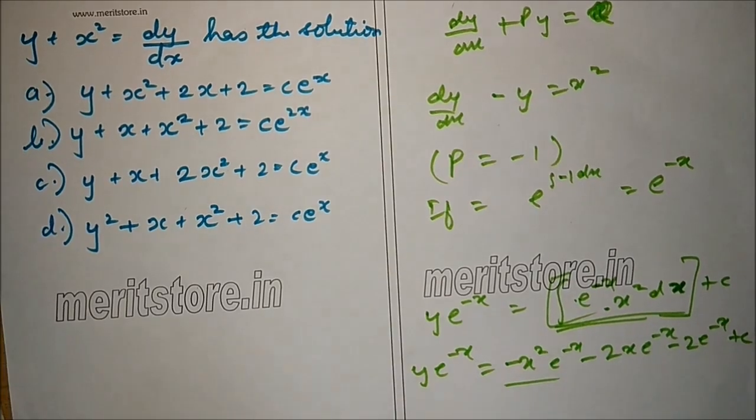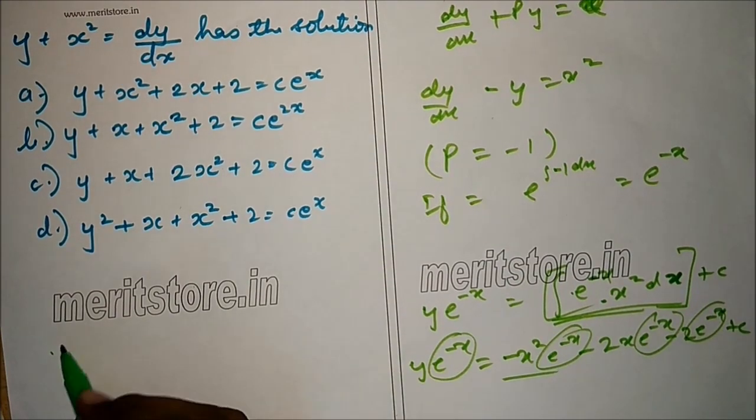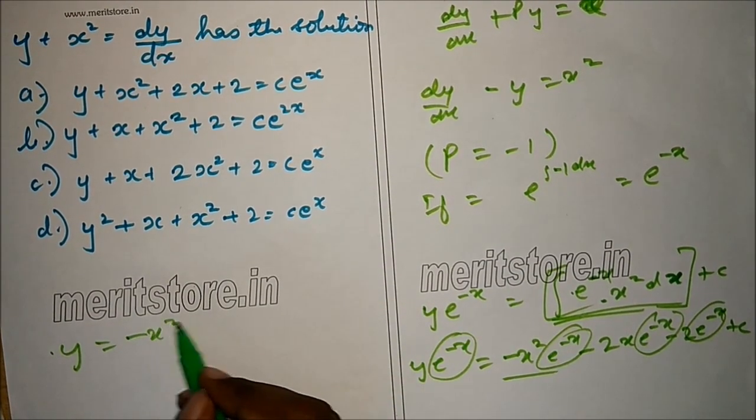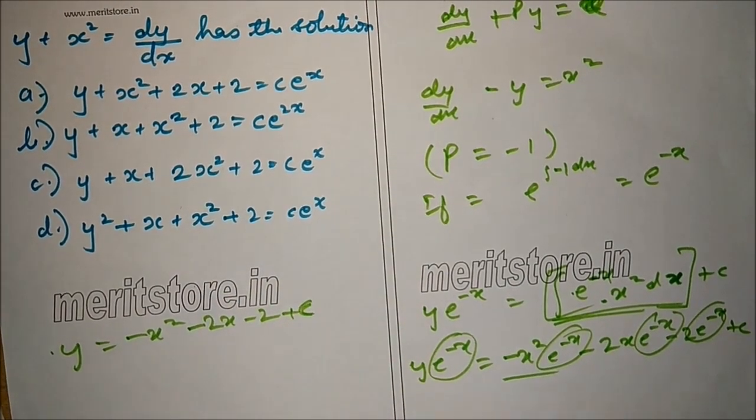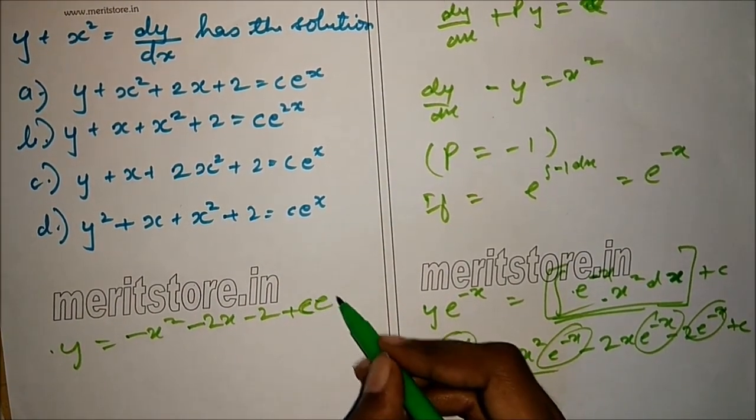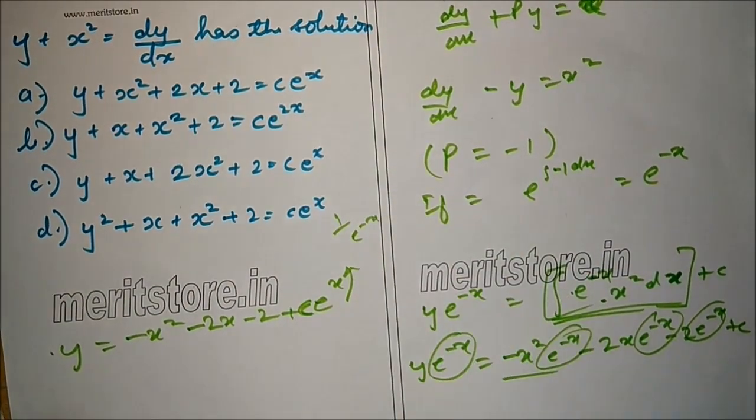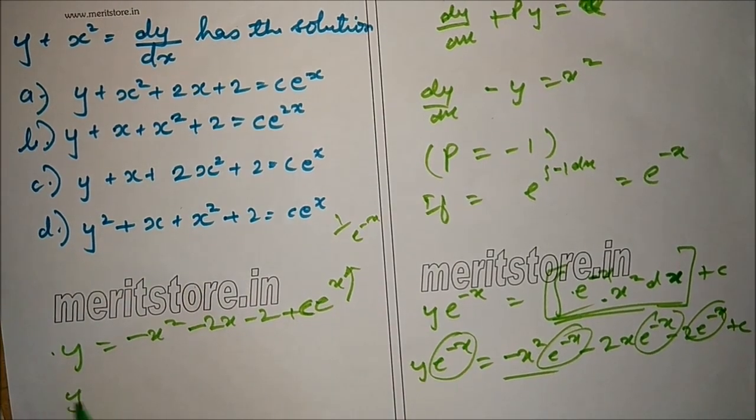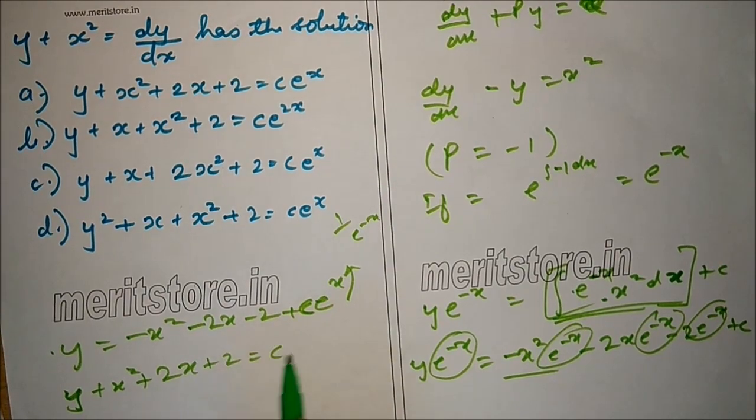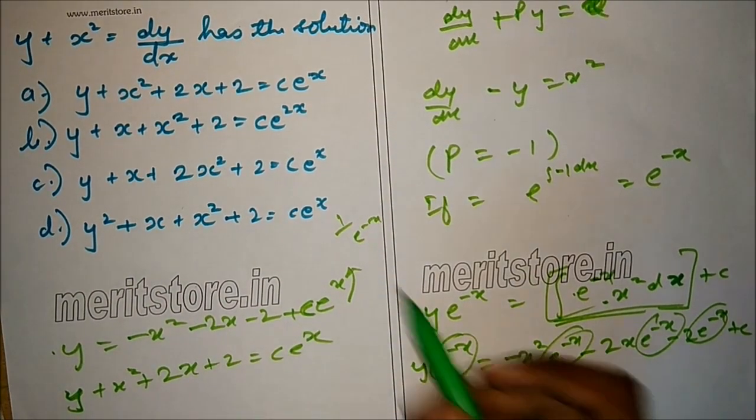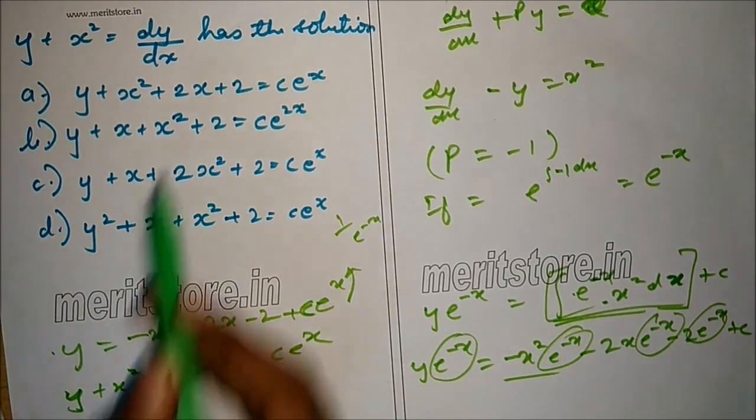So simplifying this, dividing throughout by e raised to minus x, we get y equals minus x square minus 2x minus 2 plus c into e raised to x. Bringing terms on one side, we get y plus x square plus 2x plus 2 equals c e raised to x, which is option A, y plus x square plus 2x plus 2 equals c e raised to x.